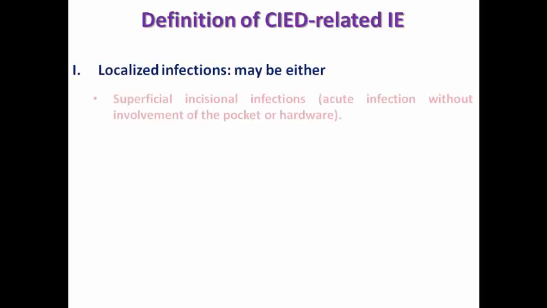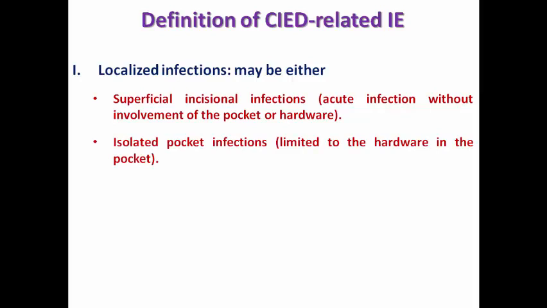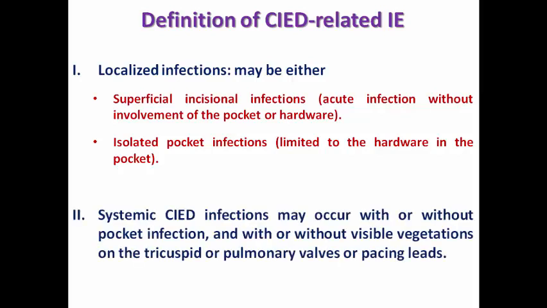We can classify these infections into two types: either localized infections that may be either superficial incisional infection, which is an acute infection occurring just after implantation without involvement of the pocket or the hardware, or isolated pocket infection but limited to the hardware in the pocket itself, or systemic infections that may occur with or without pocket infection, so there may be local signs of pocket infection or they may be absent, with or without visible vegetation on the tricuspid or pulmonary or pacing leads.